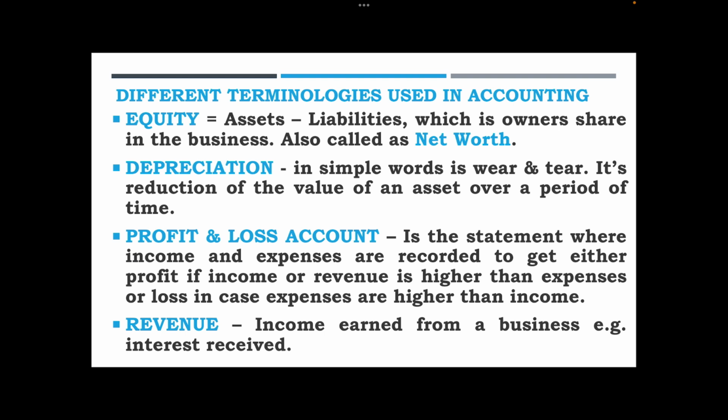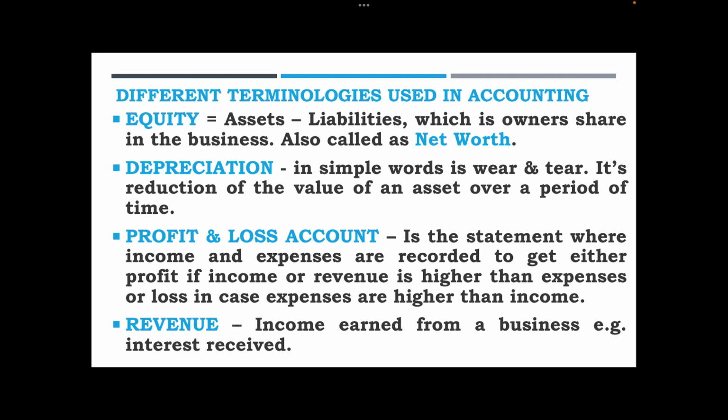The next is the equity. Now when we say, what is the net worth of the company, so net worth is the equity, that is assets minus liabilities, which is the owner's share in the business.